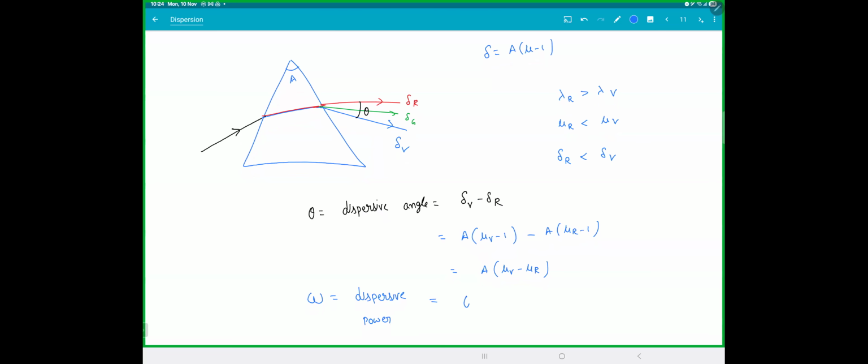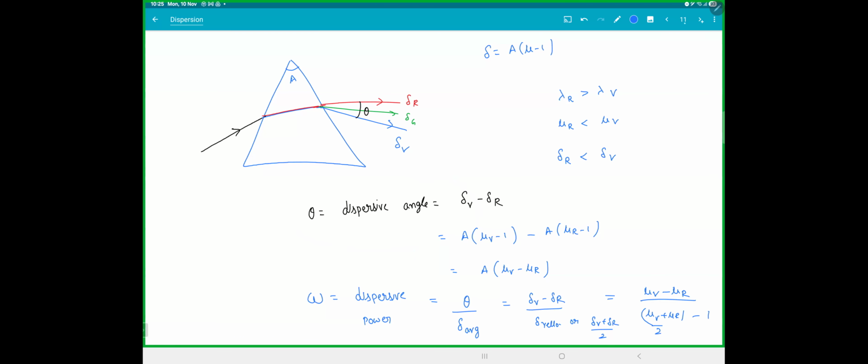So dispersive power is nothing but dispersion angle by the average deviation. In this case, it's (delta violet minus delta red) by, we either take delta yellow or we take the average, (delta violet plus delta red) by 2. Then your formula becomes (mu violet minus mu red) by ((mu v plus mu r) by 2 minus 1). This formula is called the dispersive power. So these are the two formulas and this is how we derived them. Are you getting what is dispersive angle? The angle between the two extreme light rays. What is dispersive power? The angle dispersed by the average deviation.